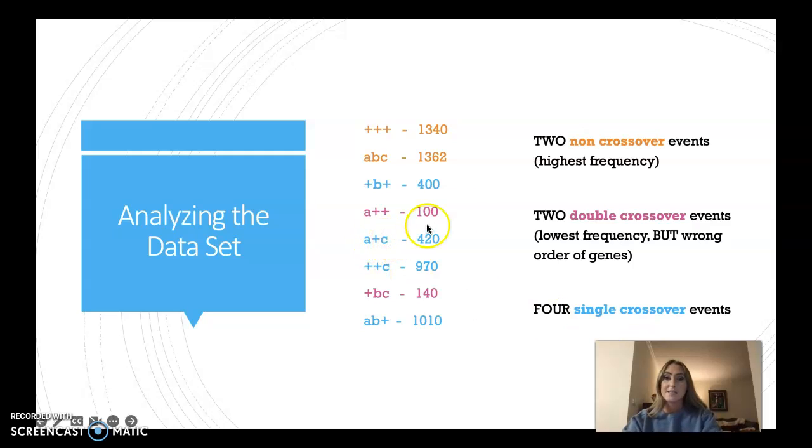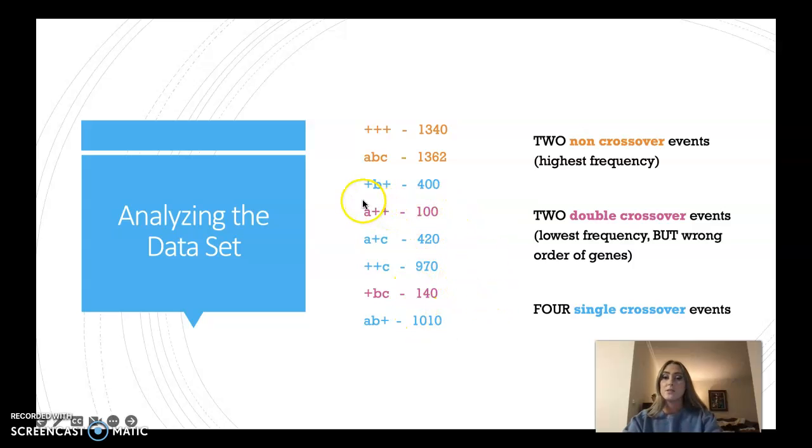So when we're analyzing the data set, we're looking for non-crossover events, which again are our highest frequency. So here we can see at the top, we have our non-crossover events. Again, that's no exchange of genetic material. And we see 1,340 and 1,362. So those are our frequencies for the non-crossover events. Our two double crossover events are of our lowest frequency. So that's frequency 100 and frequency 140.